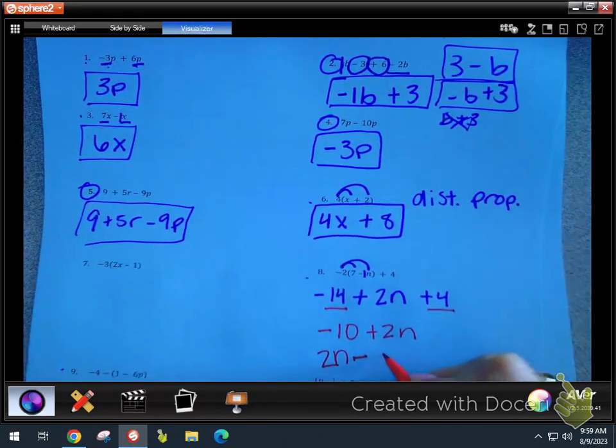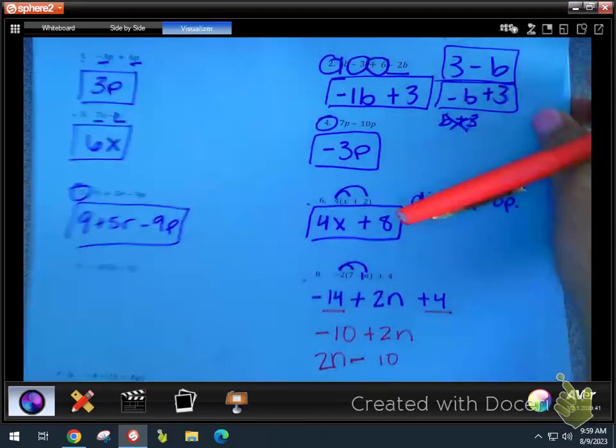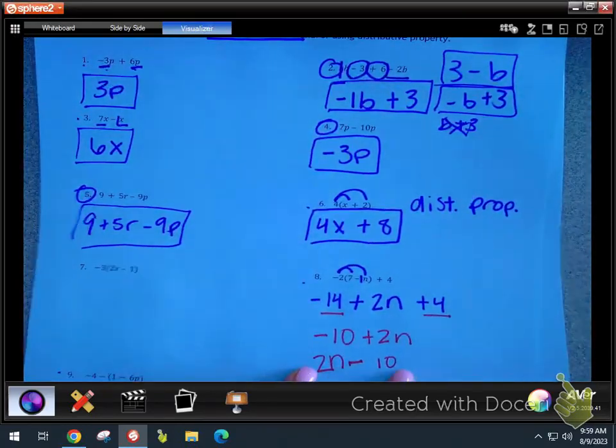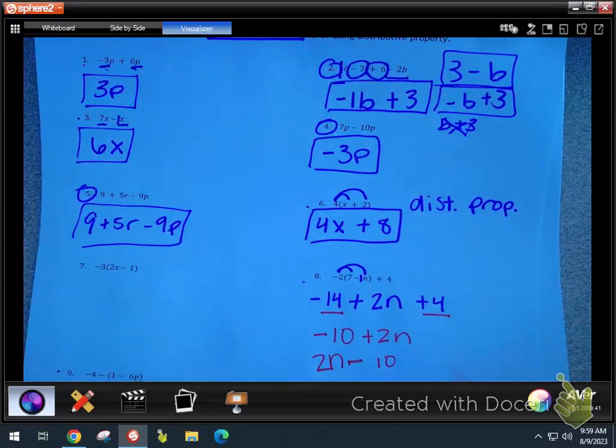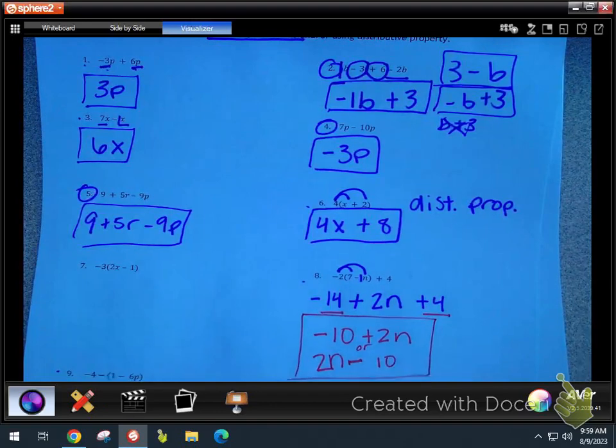2n minus 10. Is that okay too? Yes. Is the 2n positive? The 10 negative? Yes. Both are okay. I'm going to write "or" in between here. Either one works for me. Sometimes I just go in order left to right.